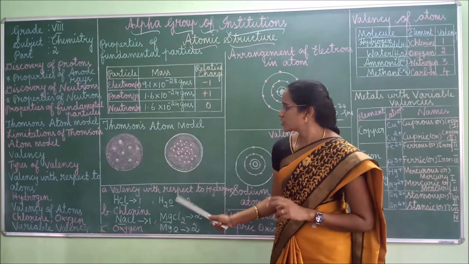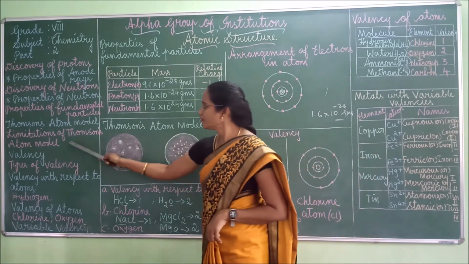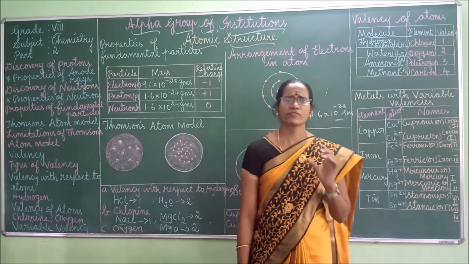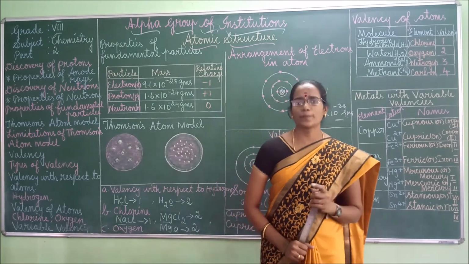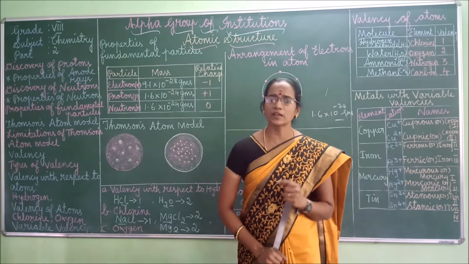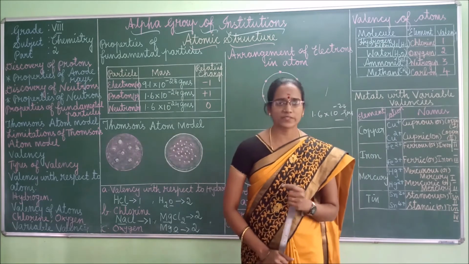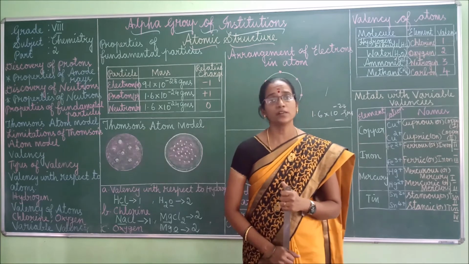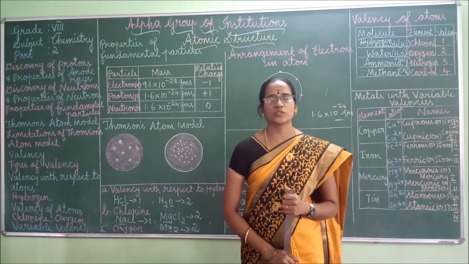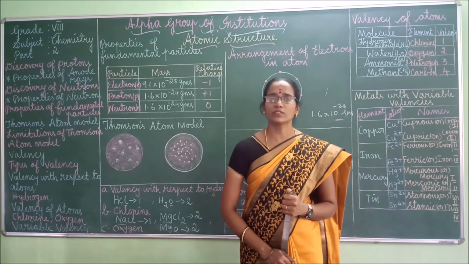Right. So next we can move to valency. First you should know about the fundamental particles. You know the fundamental particles. The fundamental particles are protons, electrons as well as neutrons. So protons are positively charged particles, electrons are negatively charged particles, whereas neutrons have no charge.